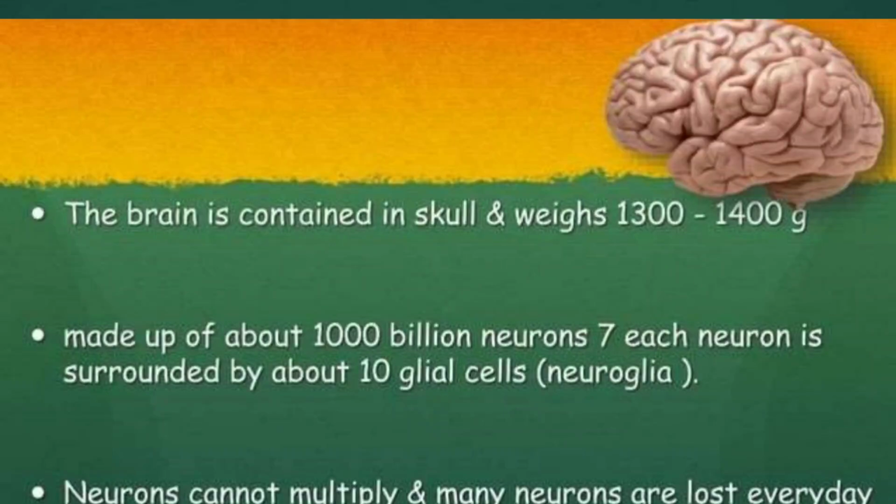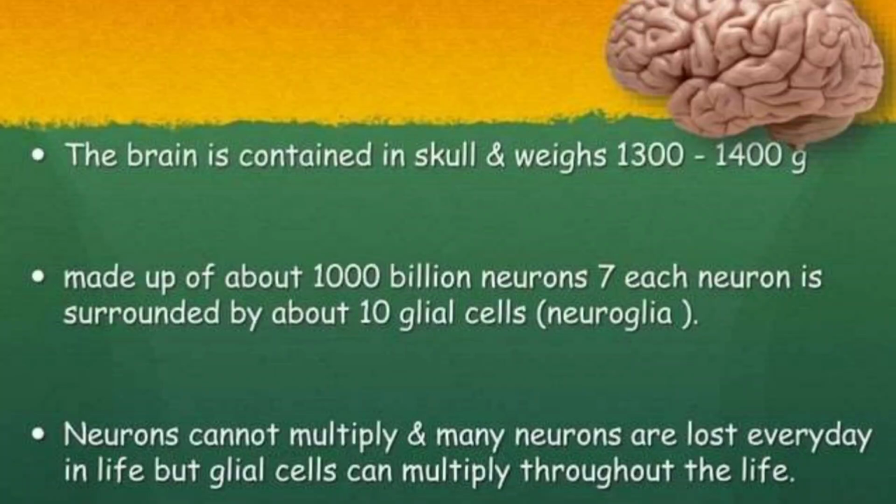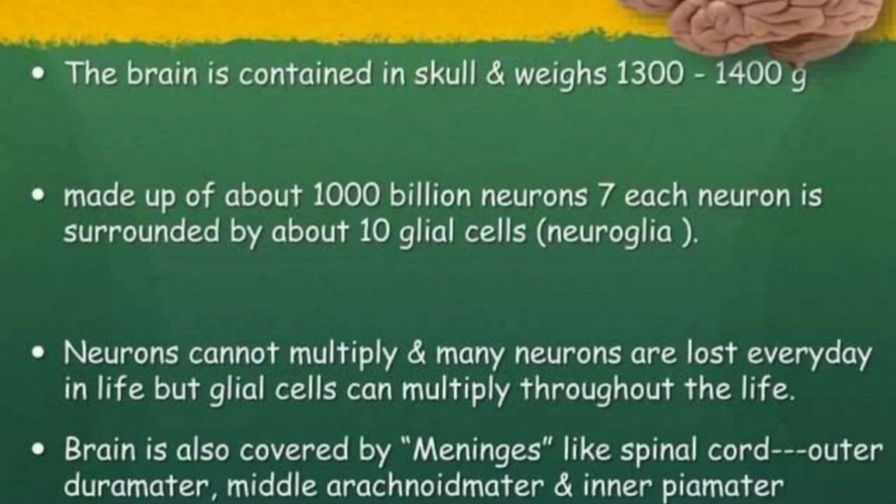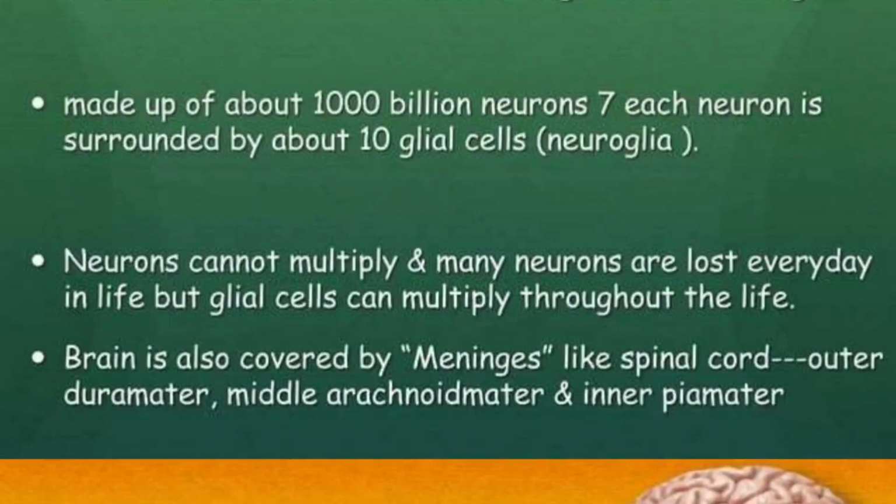1300 to 1400 grams, made up of about 100 billion neurons. Each neuron is surrounded by about 10 glial cells. Neuroglia. Neurons cannot multiply and many neurons are lost every day in life, but glial cells can multiply throughout life. The brain is also covered by meninges like the spinal cord: outer dura mater, middle arachnoid mater and inner pia mater.